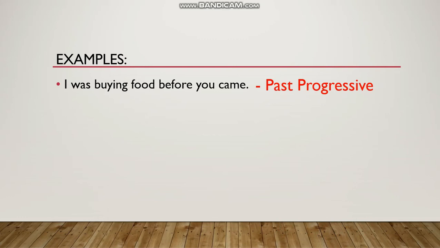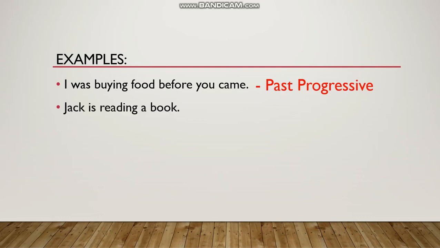Why? Take a look at the main verb, buying. So, you already knew that it is progressive. Then why past progressive? It's in the past because take a look at the linking verb was. It's in past tense. So that is a past progressive sentence.